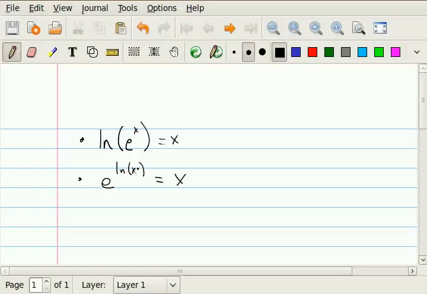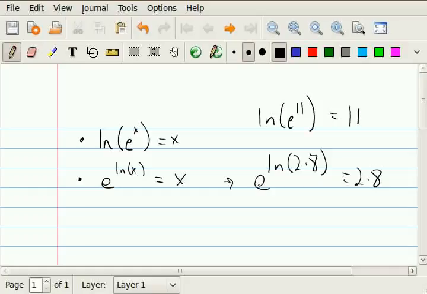If I take natural log of a number, but raise that result to a power base e, I get the original number inside of the logarithm. So, for instance, if I take e to the power natural log of, let's say 2.8, I'm going to get 2.8. Okay, and then over here, if I take natural log of e to the power 11, I'll get 11. Okay, so when I combine log and exponential functions in this way, they cancel each other.